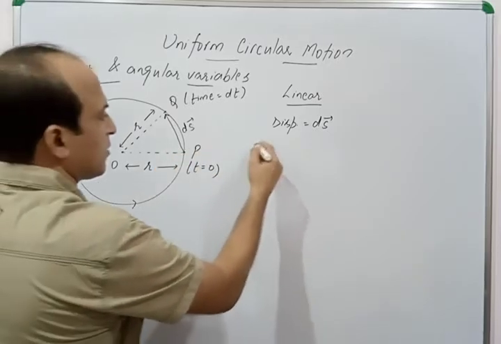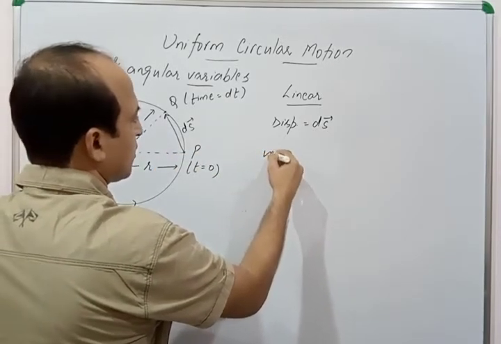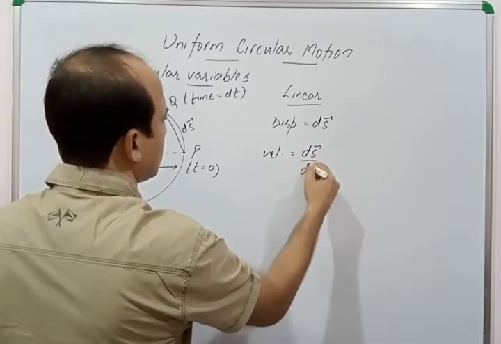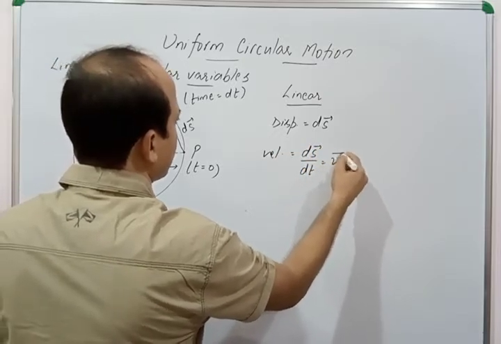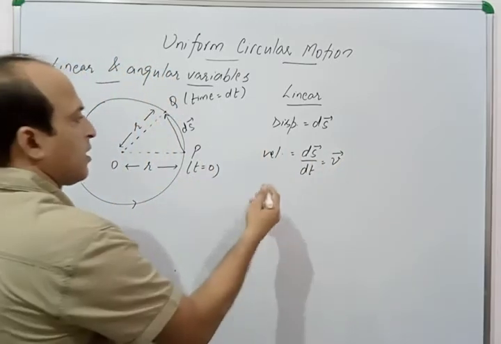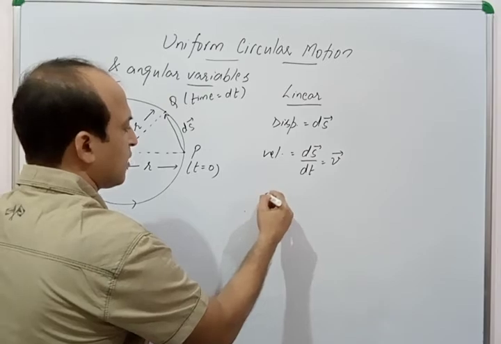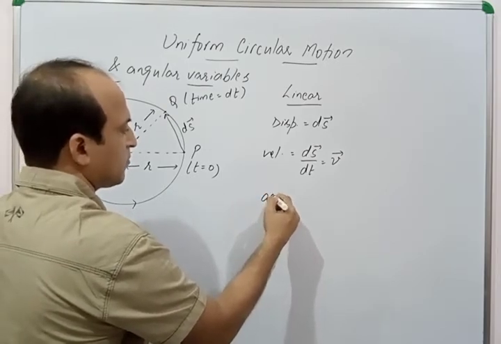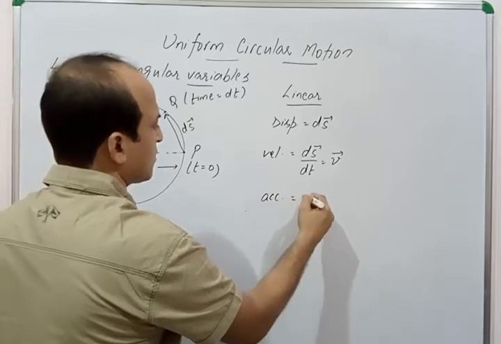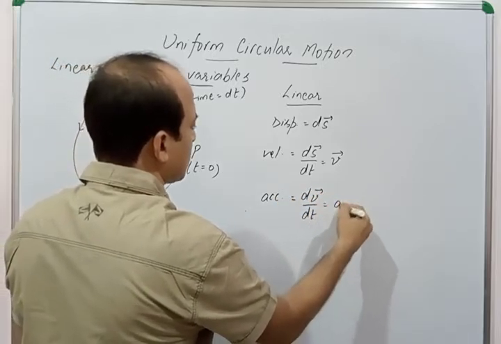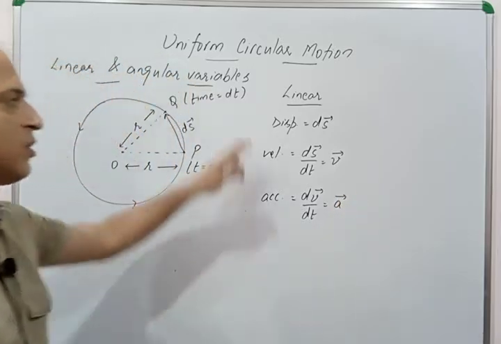Divided by the time taken, you'll get the linear velocity. That is ds by dt, labeled as v vector. We read this in straight line motion too. Divide the velocity change by what? By time. So the acceleration vector will be obtained, that is dv by dt equals the linear acceleration, that is a. So these are all linear variables.